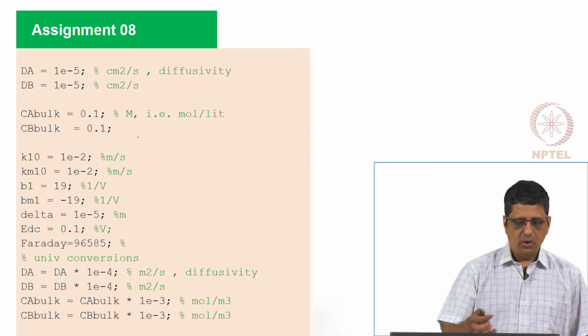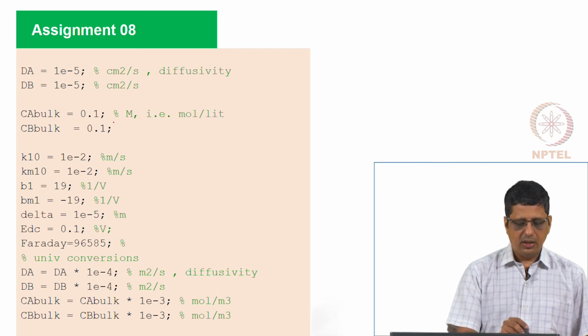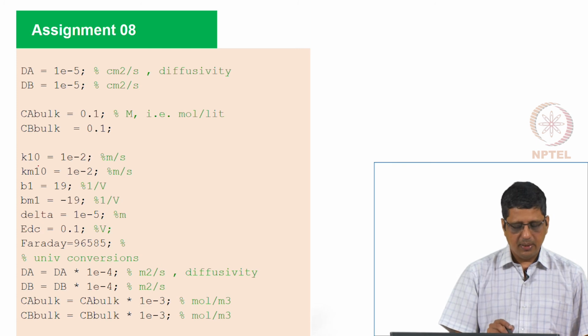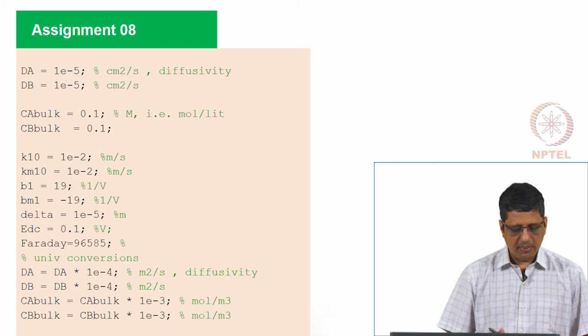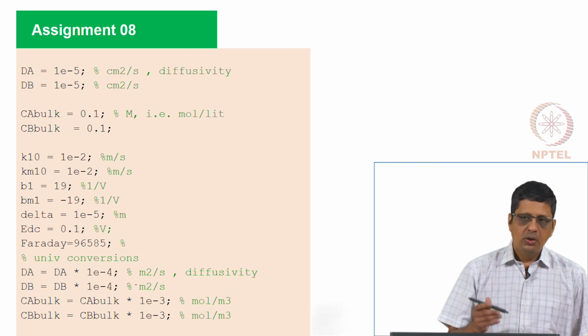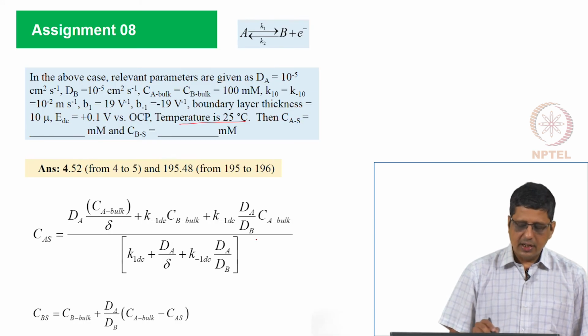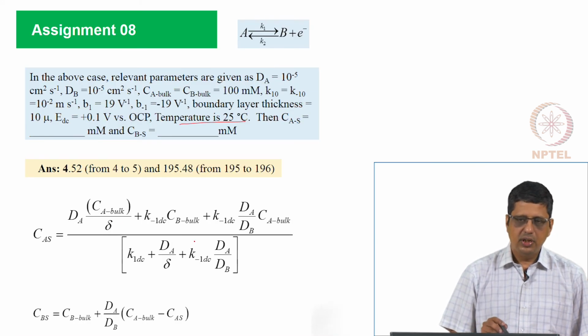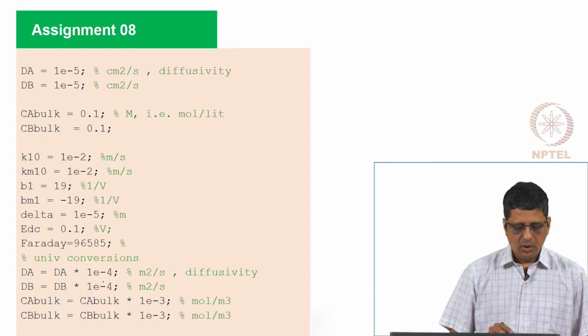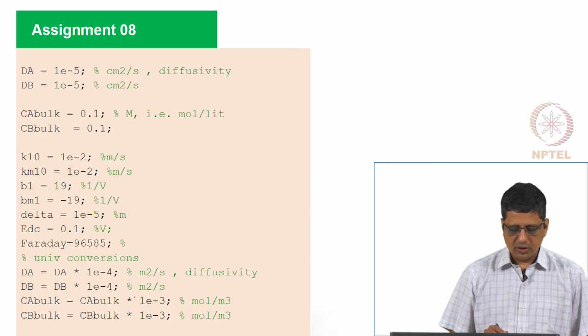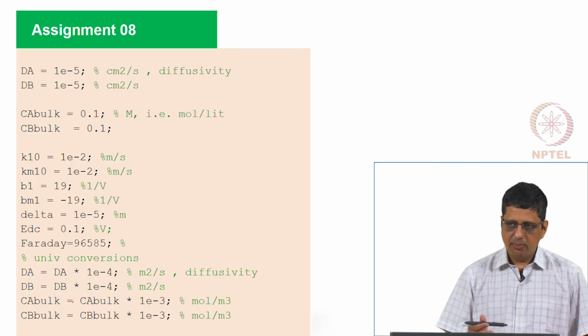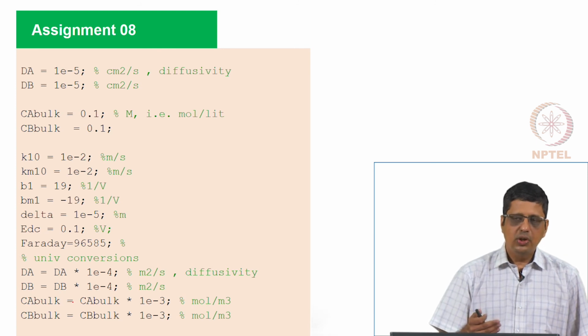So, here is the code. You are given dA, dB, concentration of A in the bulk, B in the bulk, and kinetic parameter values. In order to use this equation and get the values correctly, you have to make sure that the units are proper. So, we convert the diffusivities to meter squared per second, and concentration also to moles per meter cube. You have to make sure that the units are consistent.